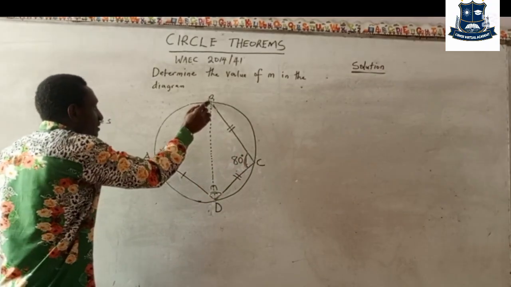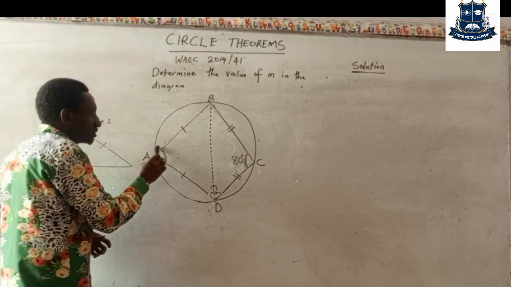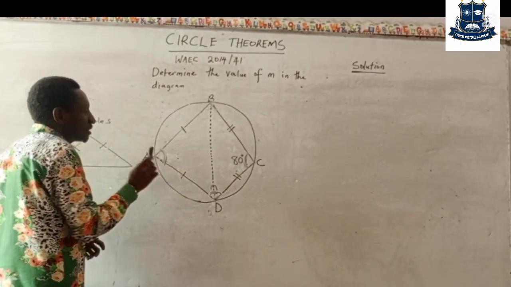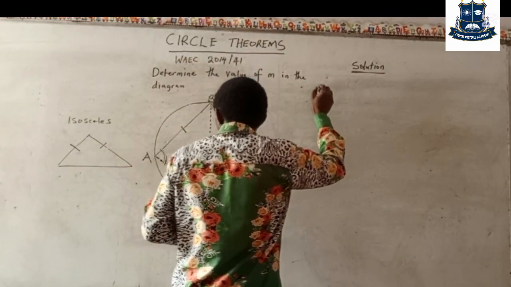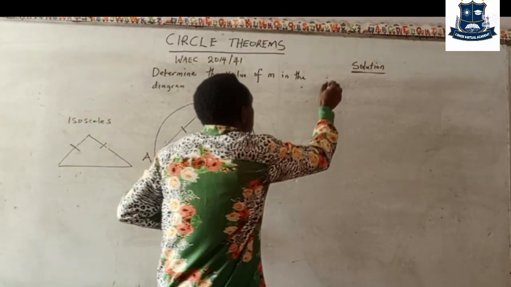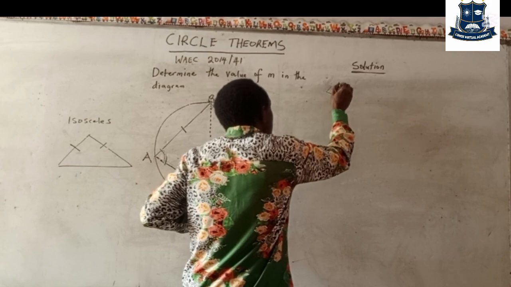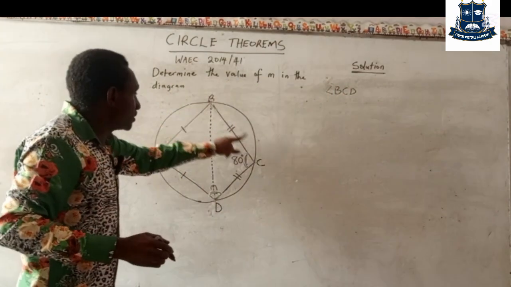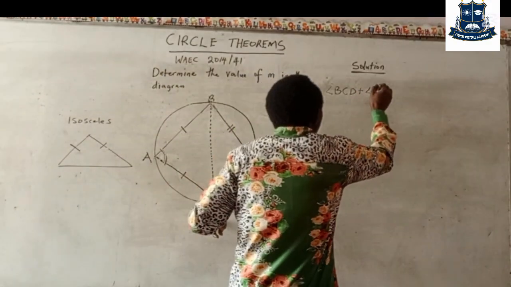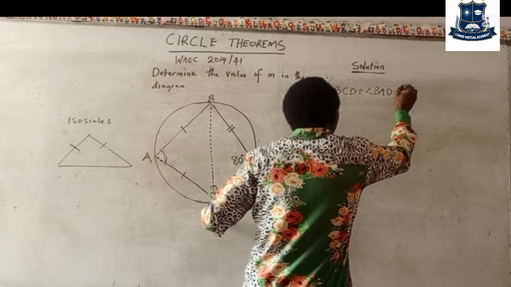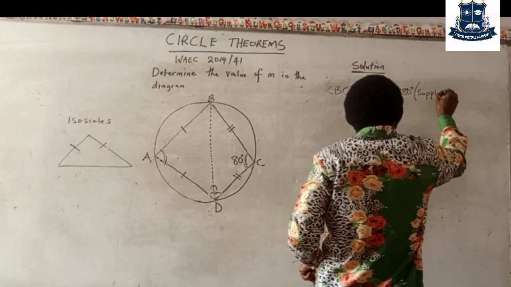This is a cyclic quadrilateral. According to the theorem, opposite angles in a cyclic quadrilateral are supplementary, meaning this angle and this angle add up to 180. So angle BCD plus angle BAD equals 180 degrees. Why? Supplementary angles.